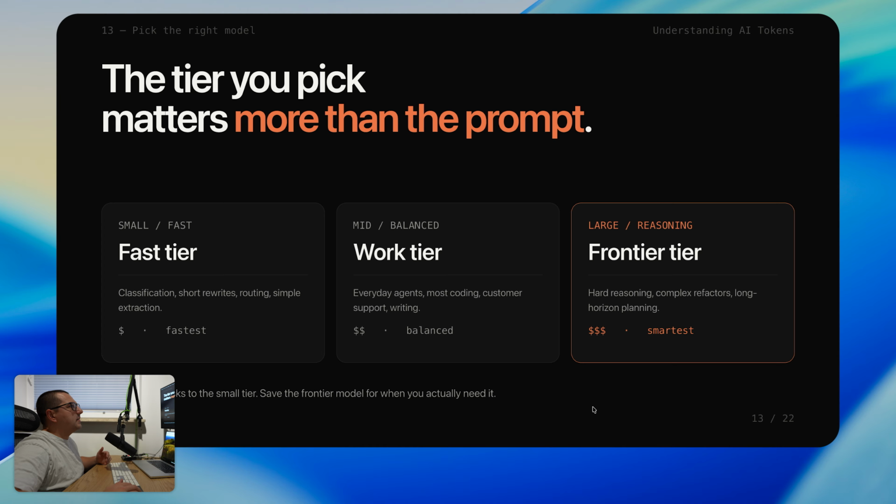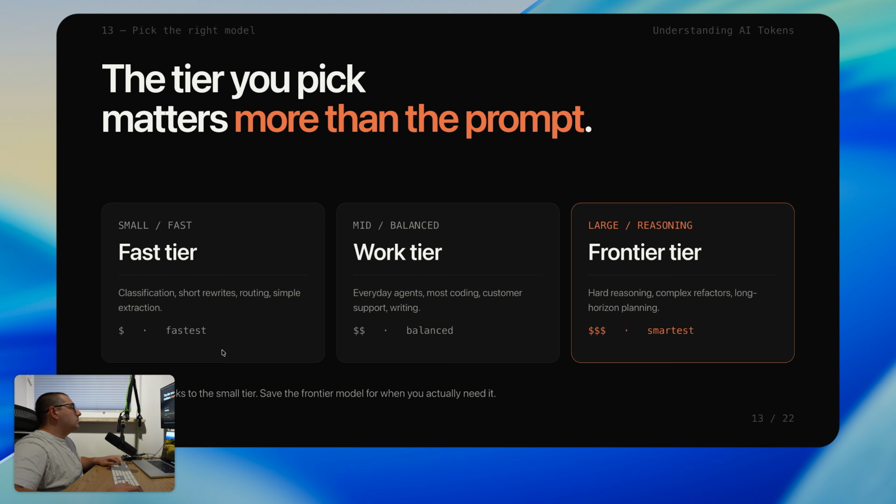In terms of pricing and efficiency, different providers provide more or less the same tiers of models. So on the one hand, we have the large reasoning model, and the most expensive. This model should be used for hard reasoning, complex refactoring or long horizon planning. Definitely you will not use this model all the time, as it will consume your whole budget. On the other hand, we have fast tier models. Basically it's for shorter writes, routing, simple extraction, or maybe running some GitHub commands and some simple jobs. It's cheap, fast, but not really suitable for complex work.